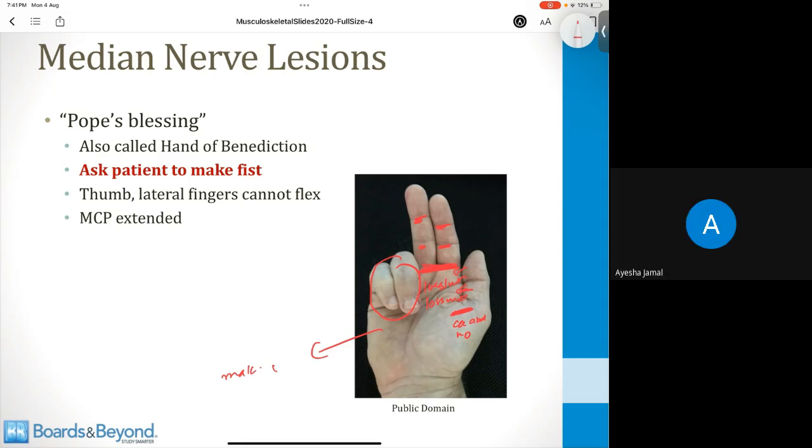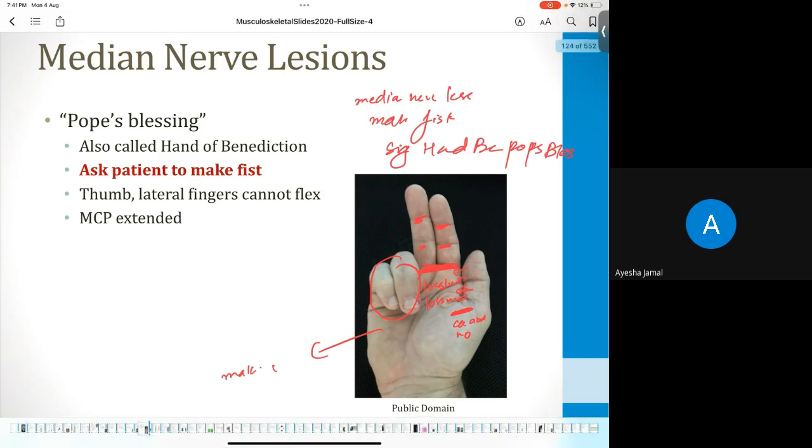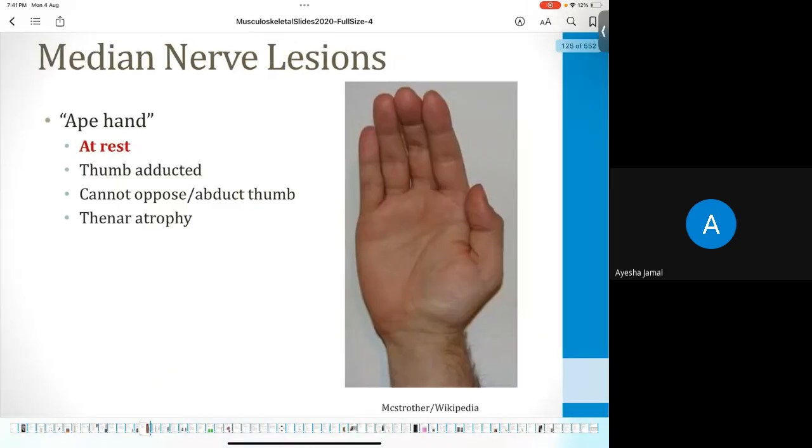An individual with a median nerve lesion, whenever we tell him to make a fist, is going to make a sign of benediction, or hand of benediction. That's Pope's blessing. But if you tell this individual to keep the hand normal, it's going to give you ape hand.